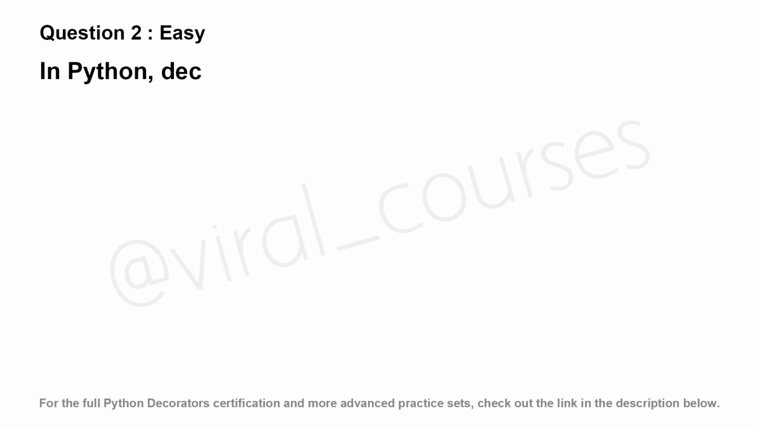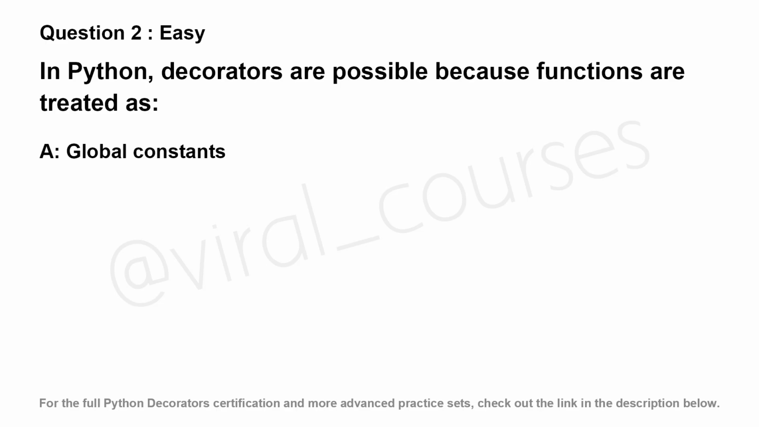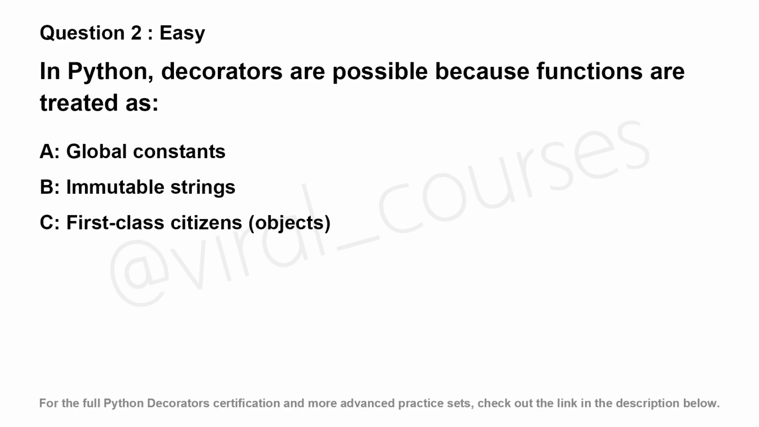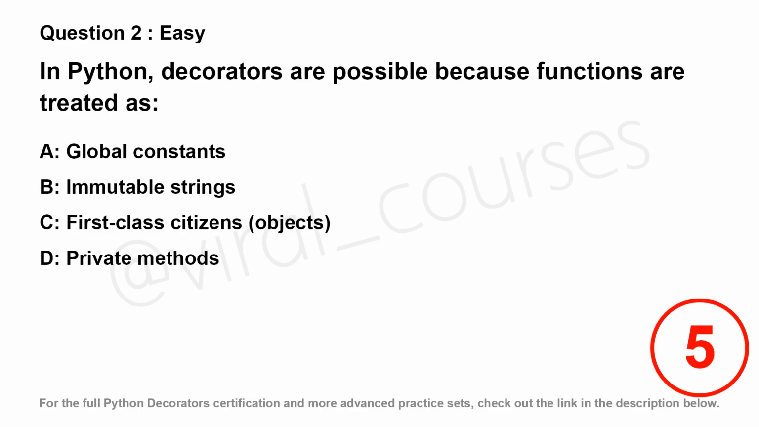In Python, decorators are possible because functions are treated as: Option A. Global constants. Option B. Immutable strings. Option C. First-class citizens, objects. Option D. Private methods.